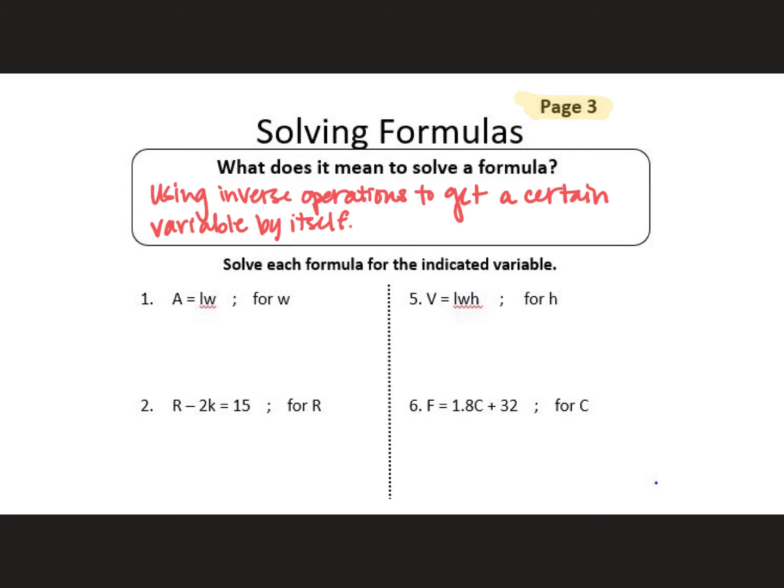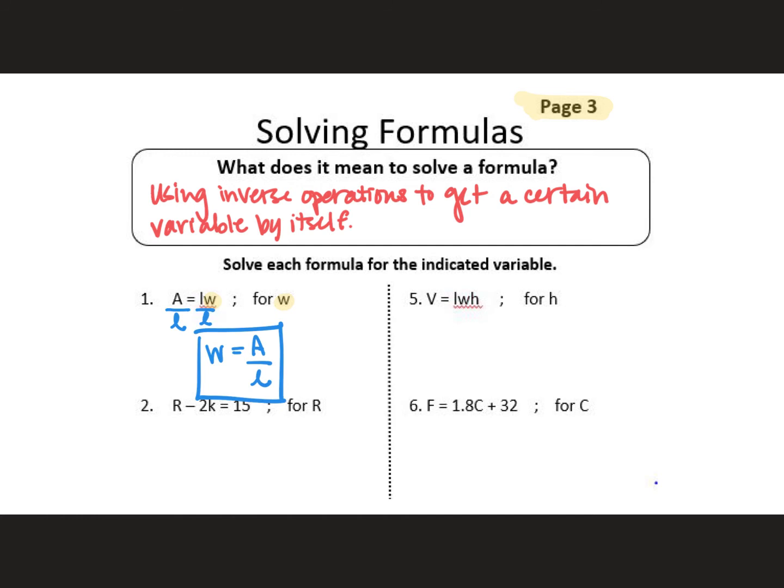So for number 1, we're going to have the equation A equals L times W, and then we're solving it for W. So here you'll see that W is on the right-hand side, and I need to get W by itself. So I think, well, what's being done to W? When I read this, it was L times W. So if I want to get rid of the L, I'll have to divide by L. So these answers don't look very nice, but this would just be that W equals A divided by L.